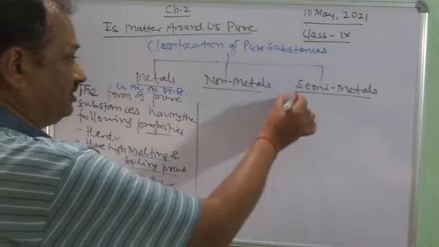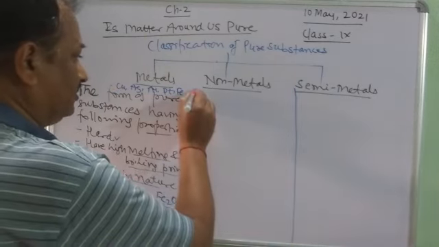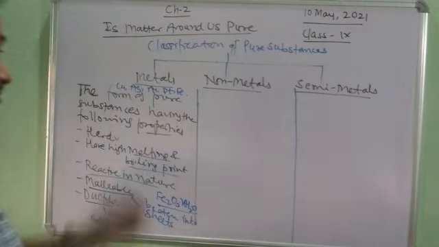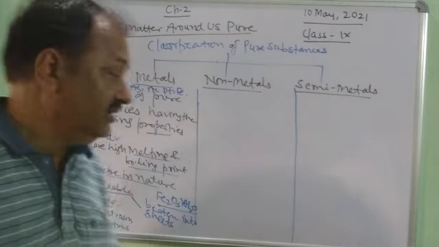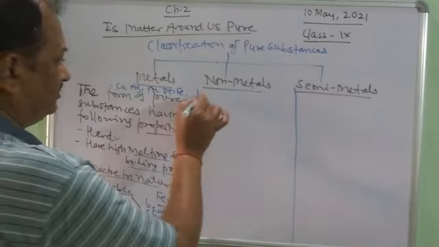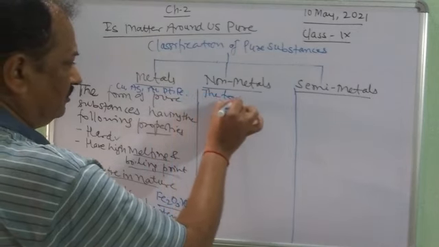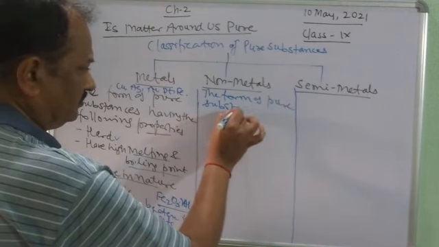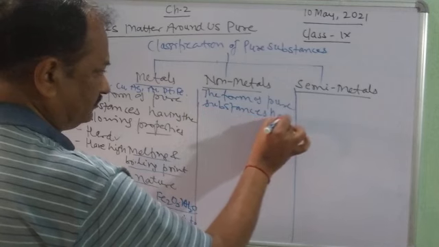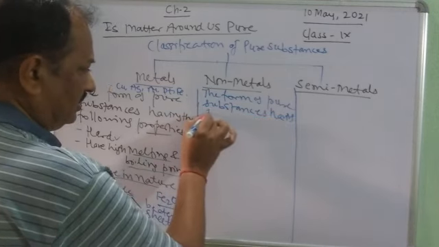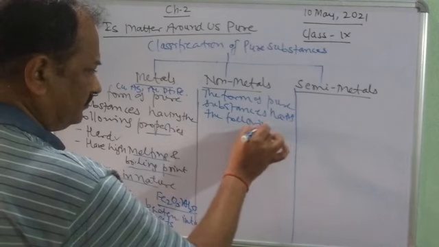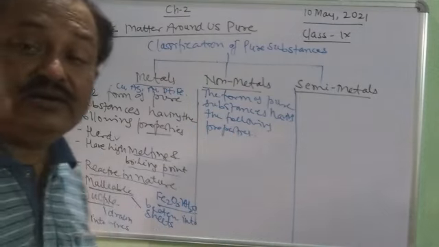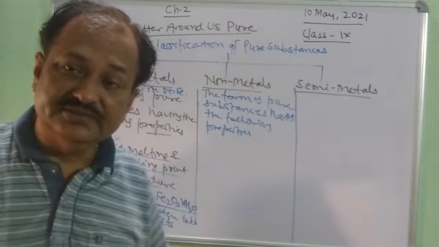Now coming to the second portion, children, and the second portion is about the non-metals. So non-metals, they are just opposite to that of the metals. But non-metals have the following properties. They are a form of pure substances having the following properties. The characters are almost similar. The points of similarity are there.